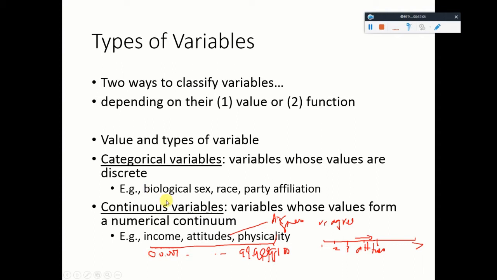For example, here you can never say that biological sex is a continuous variable. It has to be categorical. Race, similarly, party affiliation, 99% of the time, you would not be able to convince an editor by arguing that party affiliation is a continuous variable. So these are pretty much set, but there are cases in which there's room for argument, and that's part of just doing science. It's all natural.